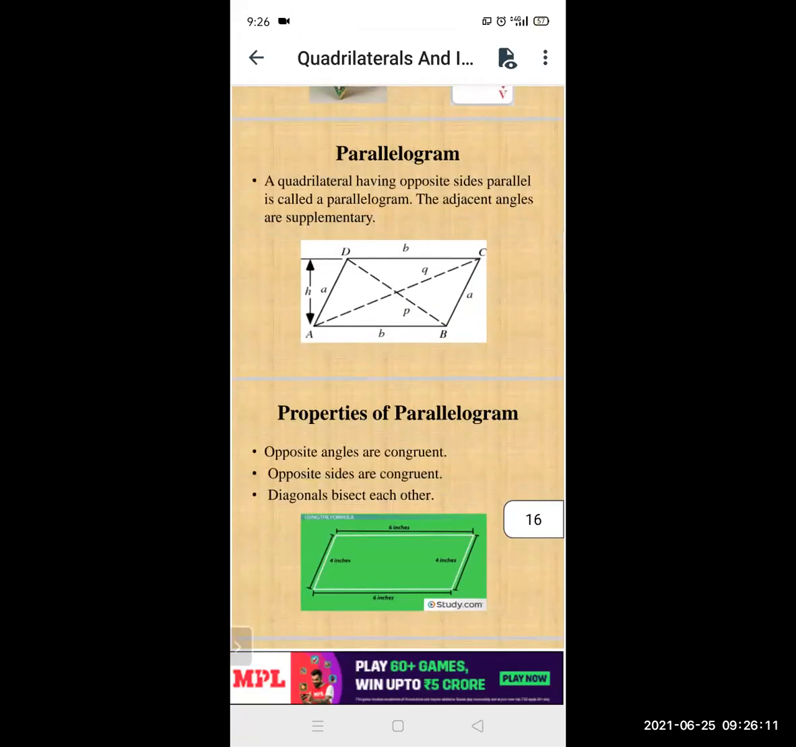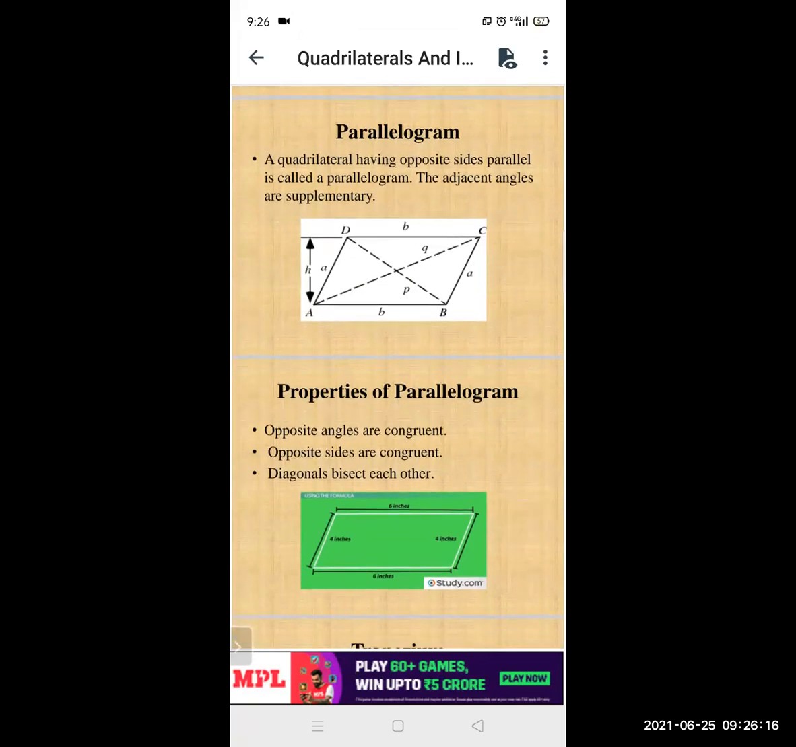Now next, that is the parallelogram. So what is a parallelogram?